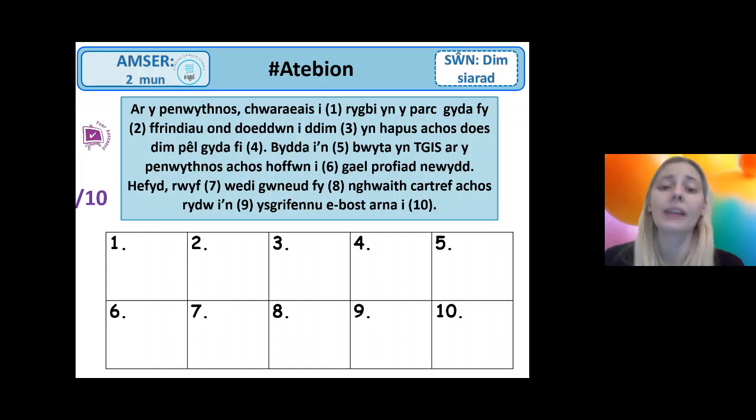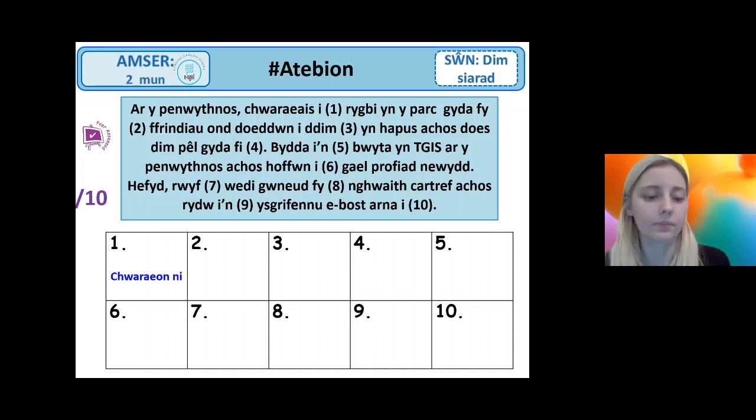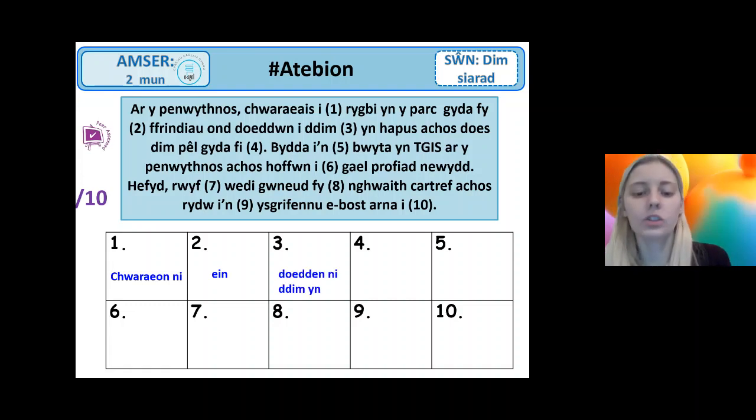So instead of chwaraeais I played, we would change that to chwaraeon ni, we played. Instead of gyda fy, we would say gydag ein, so with our. Doeddwn ni ddim yn, we weren't, and remember there's an n here, so we'd need to put that in the answer. Some people easily lose marks just because they put apostrophe n, so they've got the rest correct, but for some reason they want to put apostrophe n, or if you forgot the n there, you would lose the mark because it's not the correct phrase.